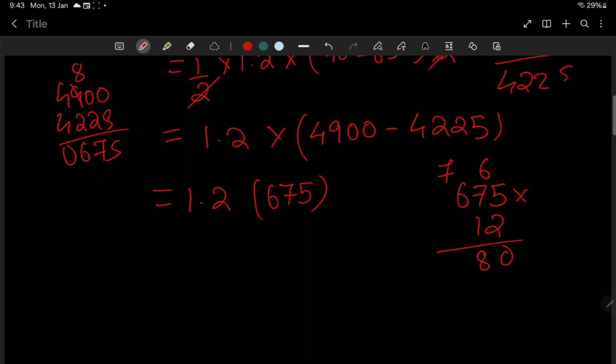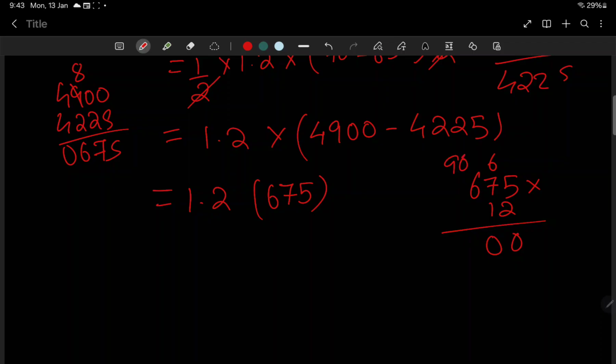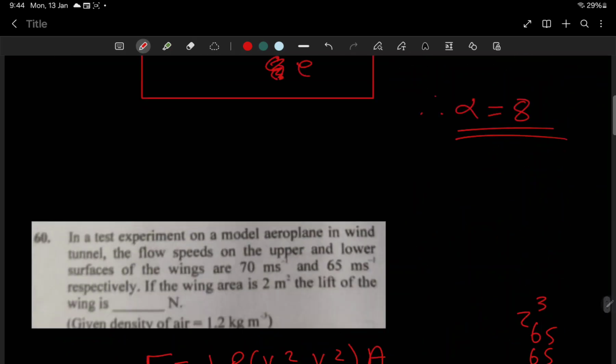One second, some problem is there. 675 into 12. 12 into 5 is 60. 12 into 7 is 84. 6. So that gives us 9 here, not 90. Now 12 into 6 is 72 plus 9, 81. So it is 810.0 Newton. This is the answer.